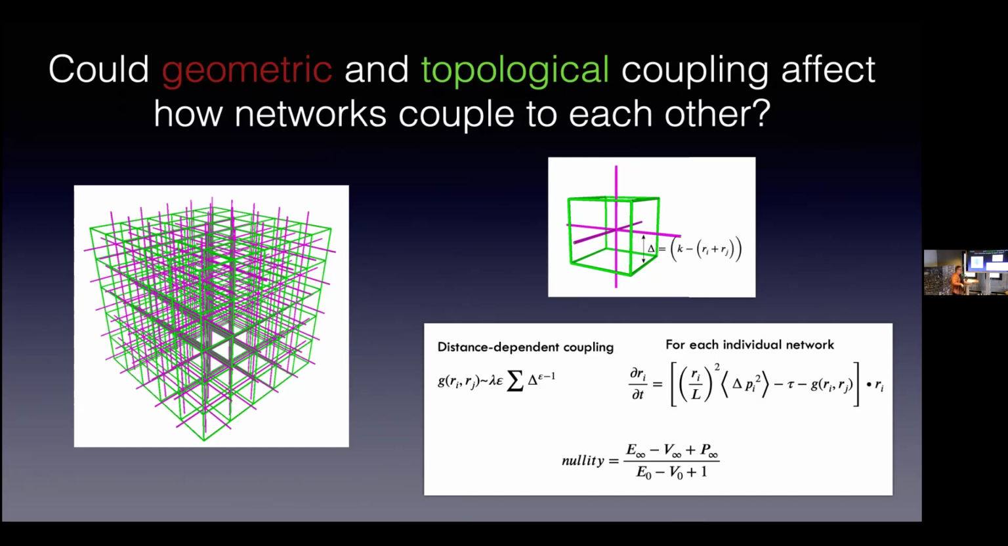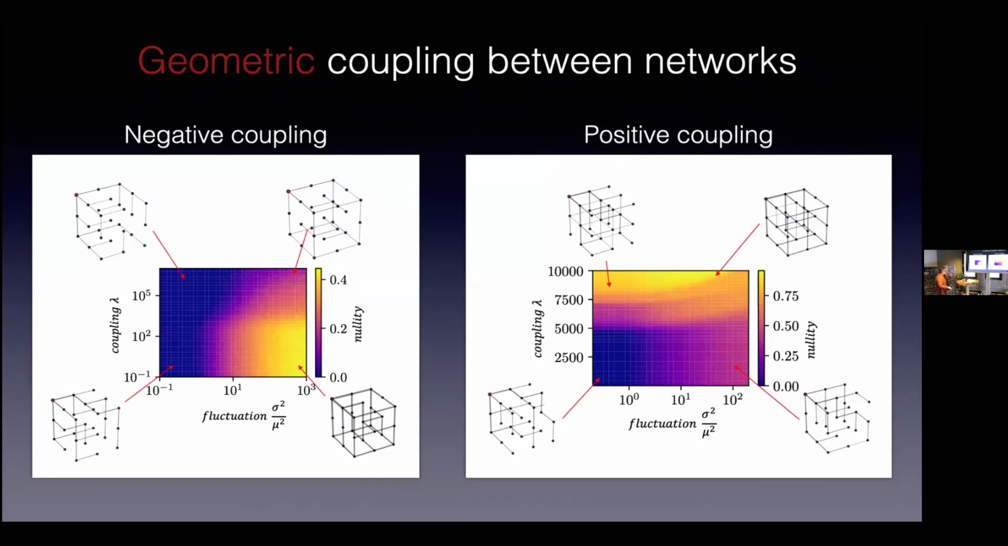That's what this nullity is, right? The nullity is how many loops you have at time infinity versus how many cycles you started with. Okay, and so we can look at these phase plots. The one on the left is for a negative coupling, so repulsion between the tubes. The one on the right is for attraction between the tubes. The x-axis of both is the fluctuation strength. The y-axis is the strength of the spatial coupling, the repulsive or attractive coupling. And then the color scale is how many cycles you stabilized, right?